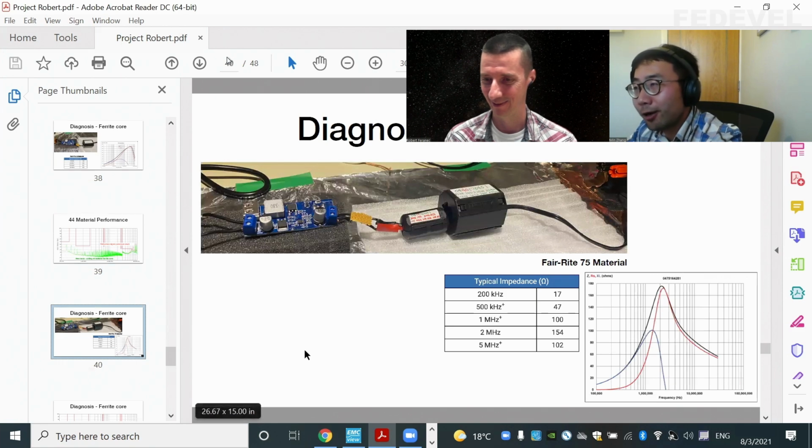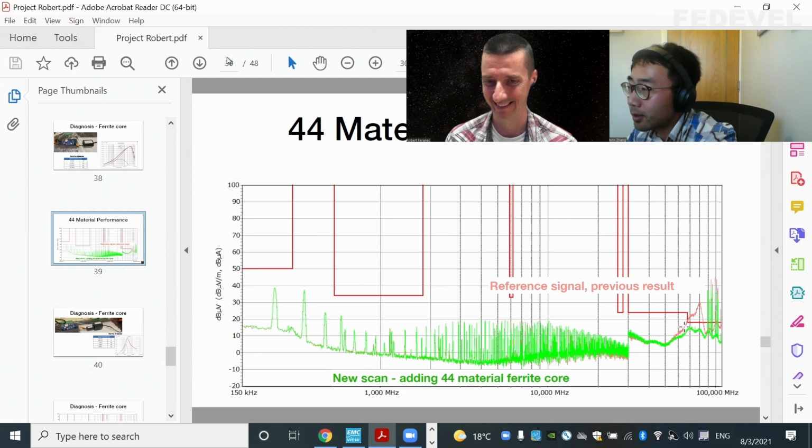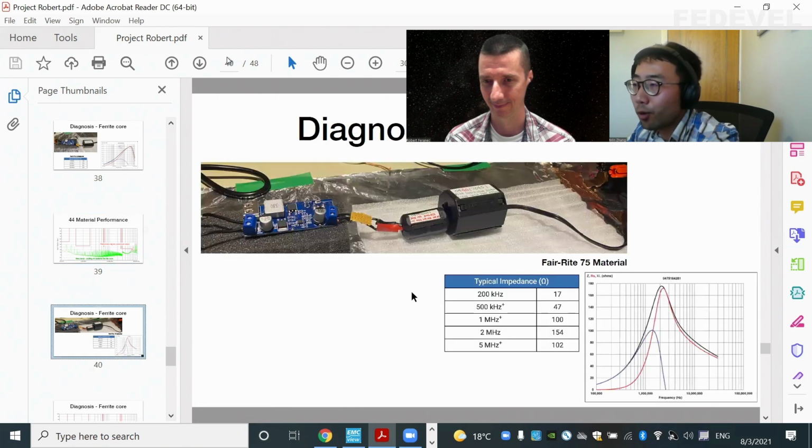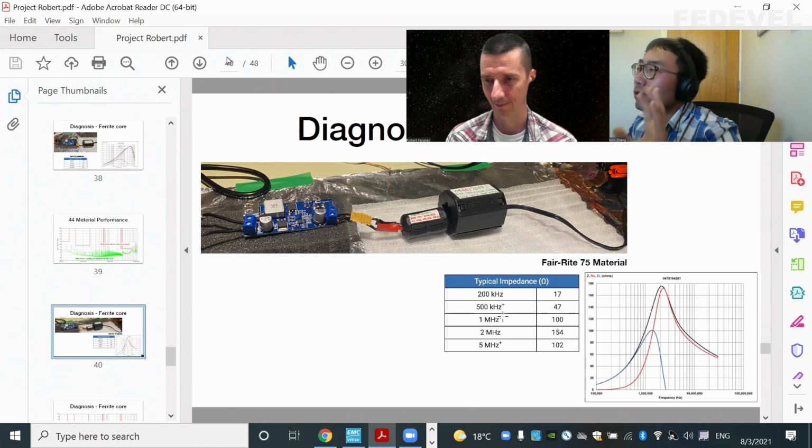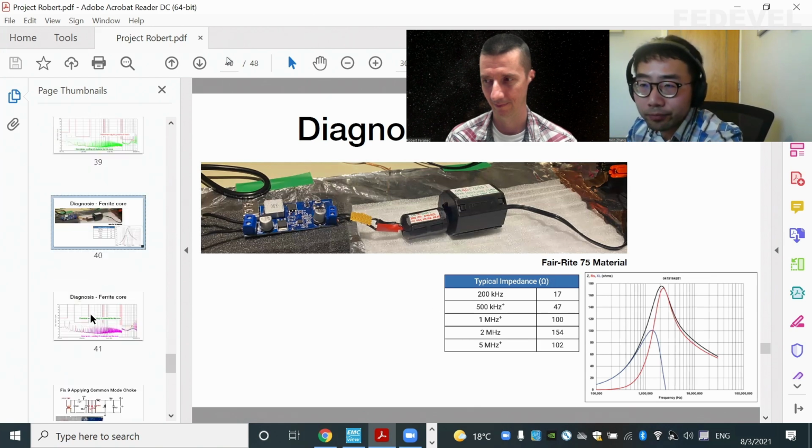The next one is because we suppress the noise around 100 megahertz, and we have all this below the limit. So I wanted just to try another one. So I picked another material. This material is called 75 material. If you look at the 75 material, it has excellent attenuation between 1 megahertz and 2 megahertz, so even lower frequency. So I put it here just to see what's going to happen.